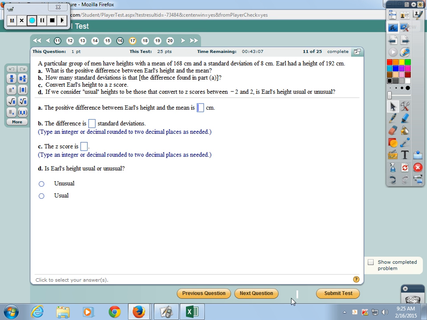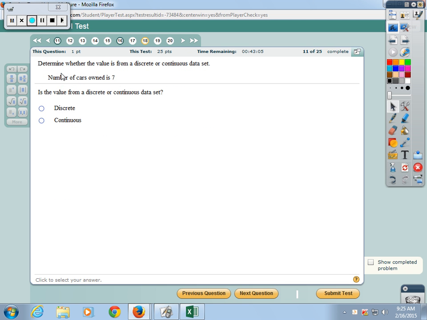Standard deviation. Is this a continuous set? Number of cars owned. Is that continuous or discrete? Why? It's counted. Good job. Somebody actually wrote down that day. Wow.